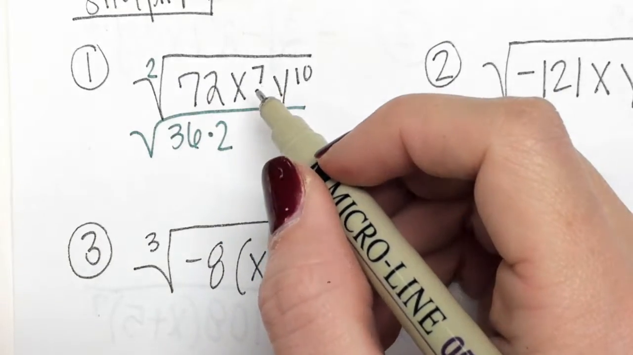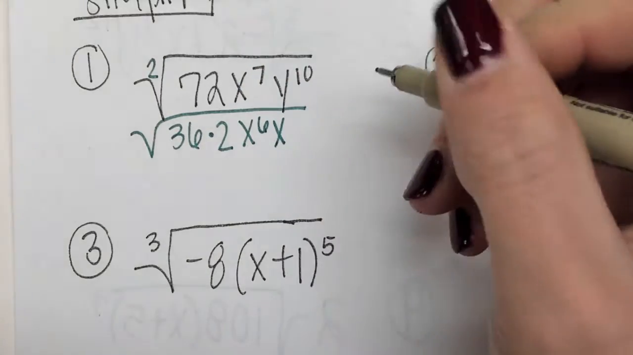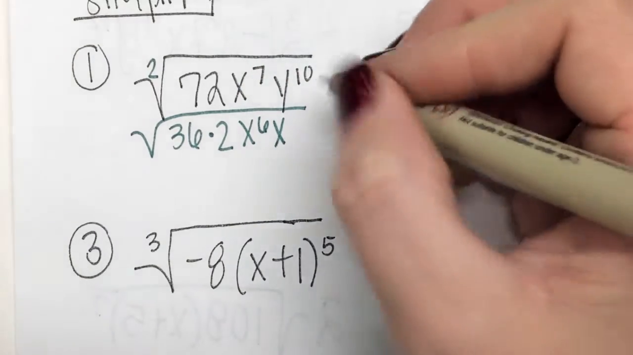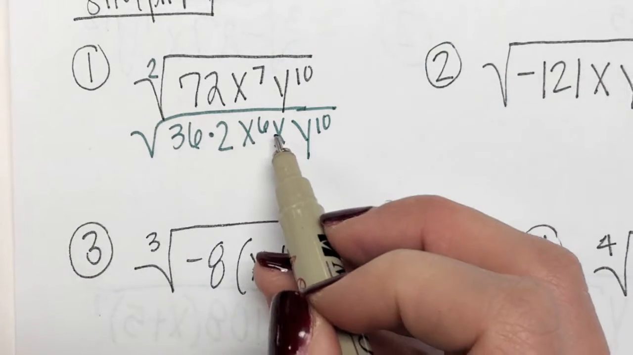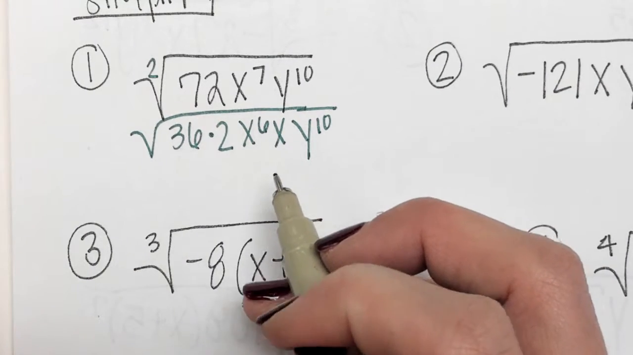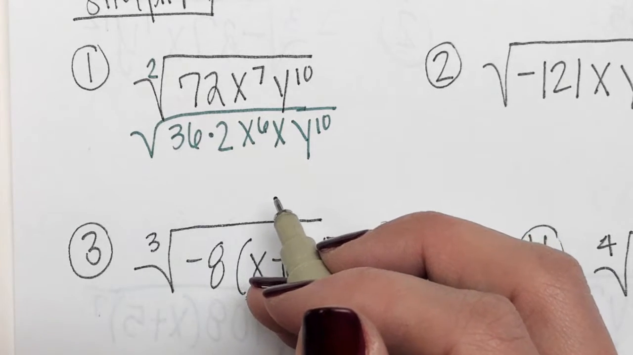X to the 7th. Do we need to break that up? Into what? Good. Y to the 10th. Do we need to break it up? And everybody understands what I mean by why we have to break this up. I don't have to explain that part, right? Alright, now let's take the square root of everything we can. What's the first thing that's going to be on the outside?